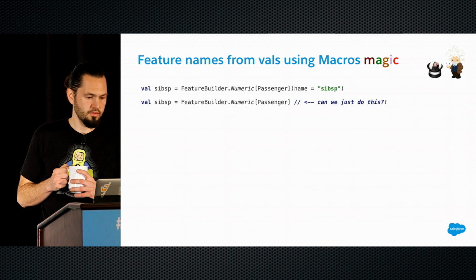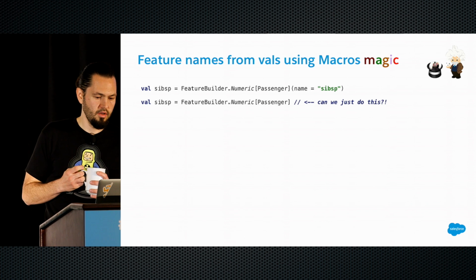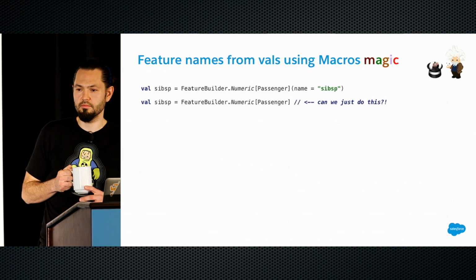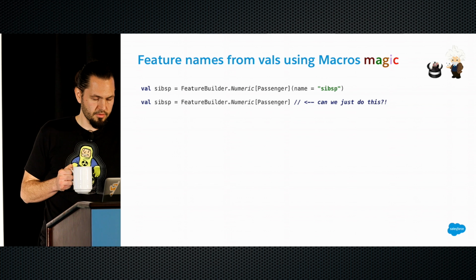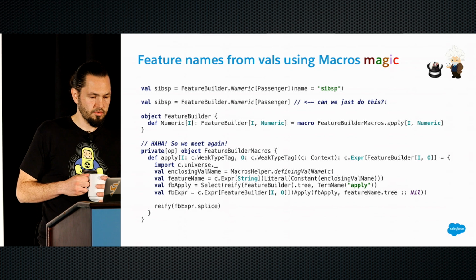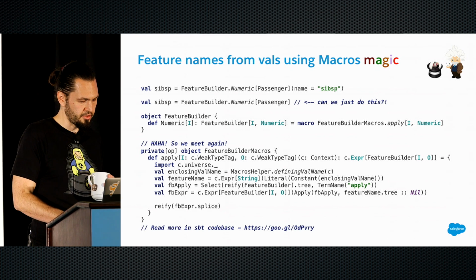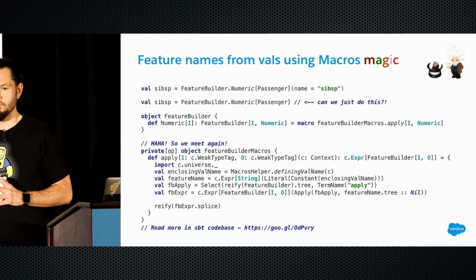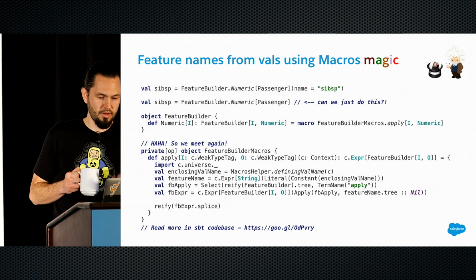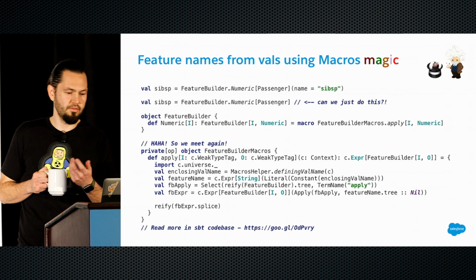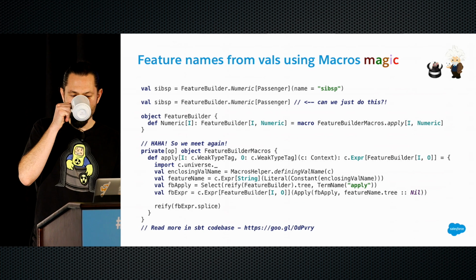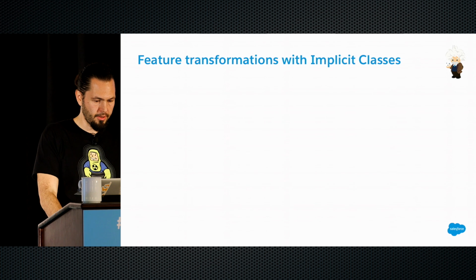So let's look at this example again. Say I want to do featureBuilder.numeric passenger, but then I have to provide the name there. As you've seen in my example, I didn't provide any name; I said we inferred it from the val names. We do it with macros, and the way we do it is this. It's a short example of how we do it with macros. We have this macros helper there, which I stole from the SBT codebase. They have a lot of cool stuff there. Go check it out. And then I produce a new tree. I replace the tree for the feature builder with a value name, which proves itself to be a super powerful feature for us. OK, so this is macros.